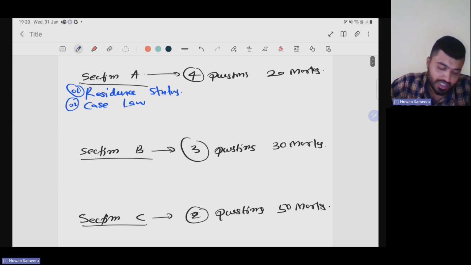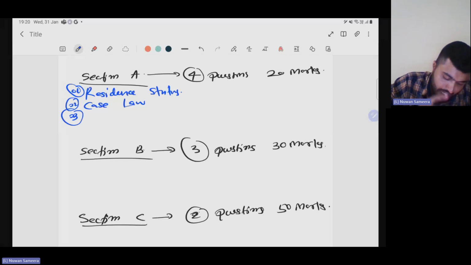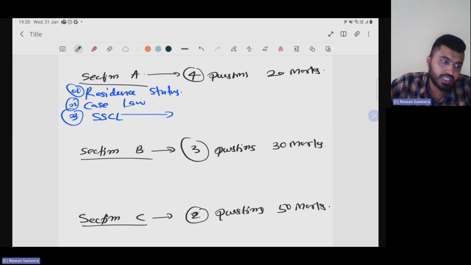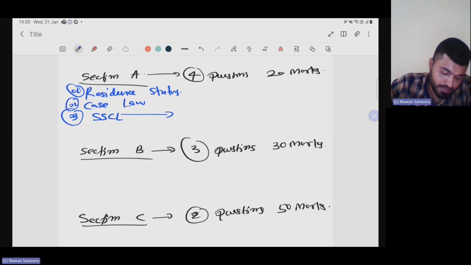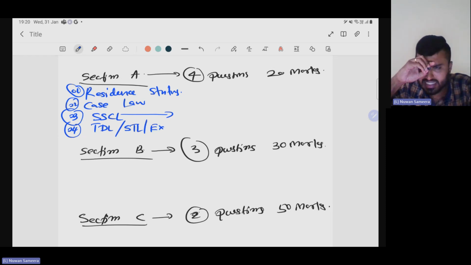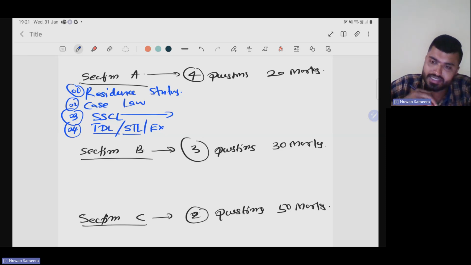Definitely there will be a fiction question. This time you have to be very careful because SSCL, the social contribution levy, will definitely be there. Next, there may be some fiction from the tourism development levy and the share transaction levy. Excise duty has a low probability, but the TDL and the STL have already been tested 2 times, so they are possible.